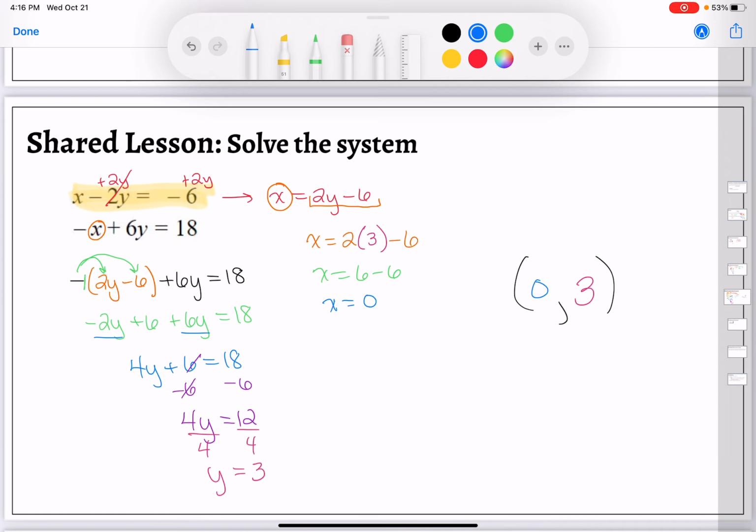Now remember, 0 is a number. Can you picture that point on a graph, the point (0, 3)? Sure, that's 0 left and right, 3 up. That's a point on the graph, so don't be afraid when you get 0 as an answer. 0 is still on the graph.